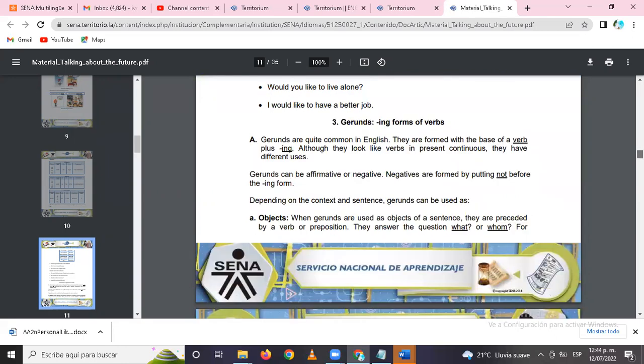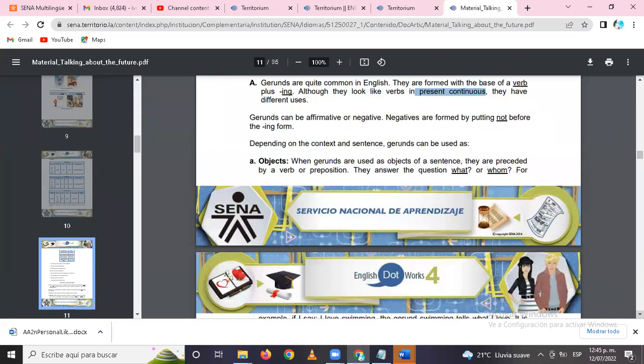And gerunds. Remember that gerunds are quite common in English. They are formed with the base of a verb plus ing. Although they look like verbs in the present continuous, they have different uses. Aunque parecieran que fuesen como verbos, realmente no lo son. Tienen muchas funciones.